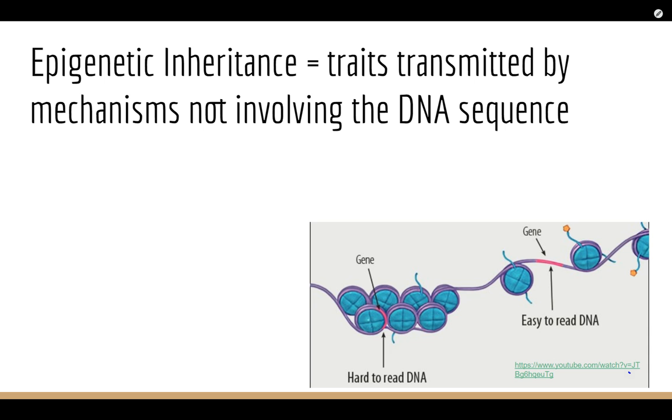So epigenetic inheritance has to do with chemical tags that are attached to the histone proteins that either loosen up the DNA to make it easier to transcribe or tighten it back up so that it's harder for it to be read.